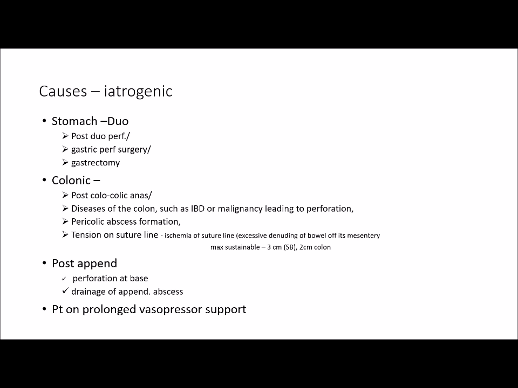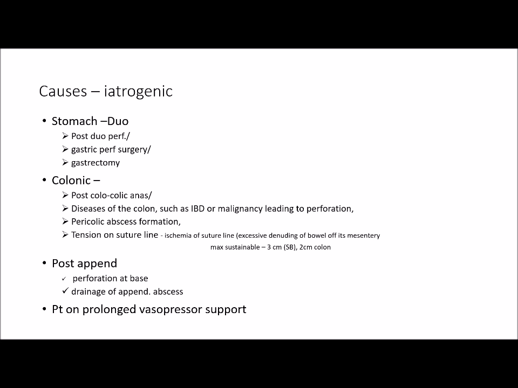A pericolic abscess formation, like for example diverticulosis, or tension of the suture line. Ischemia of the suture line is, I wouldn't say a very common, but yes, a common cause. We already talked about yesterday that you can have a denudation of the bowel of its mesentery, the maximum sustainable being 3 cm for the small bowel and 2 cm for the colon.